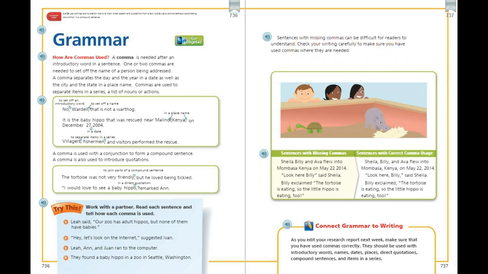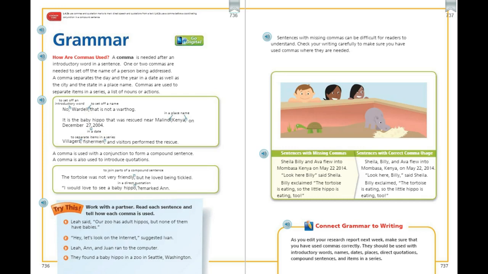Sentences with missing commas can be difficult for readers to understand. You're going to check your writing carefully to make sure you have used commas where they're needed. So here we have some sentences that have missing commas, and then we have it shown with correct comma usage, and you'll see how much easier it is to read.